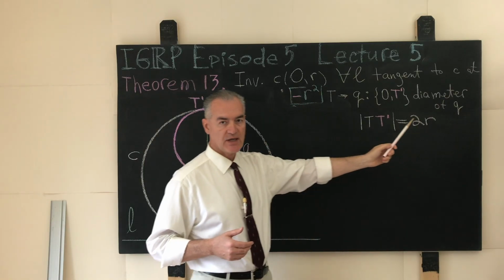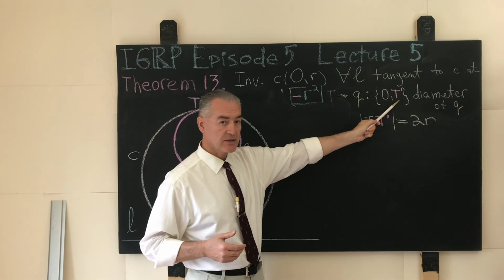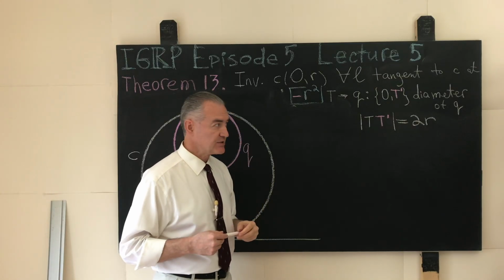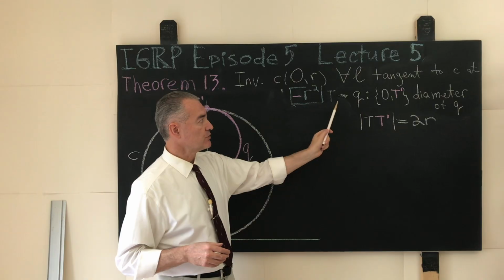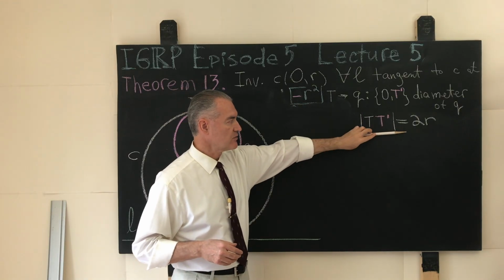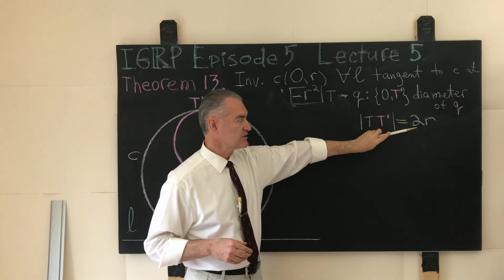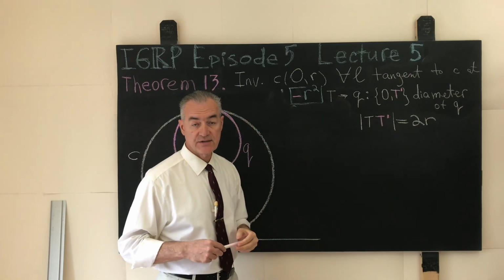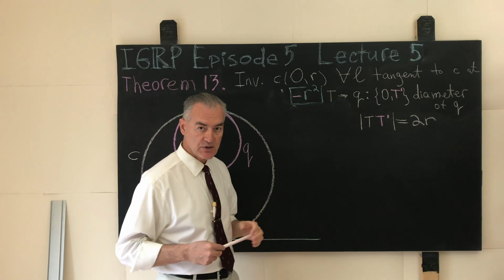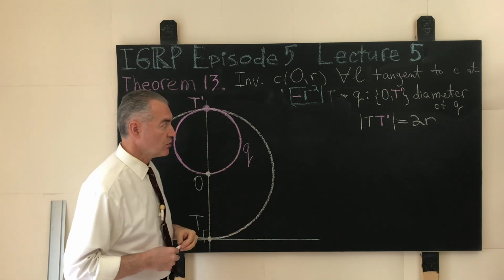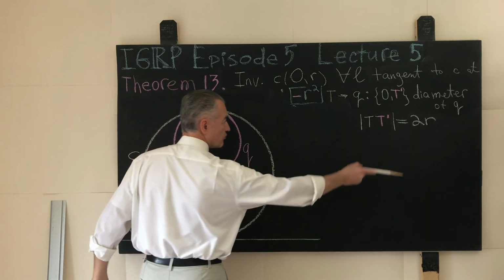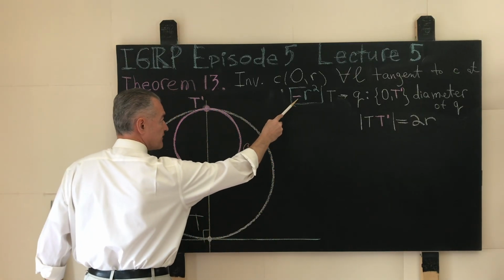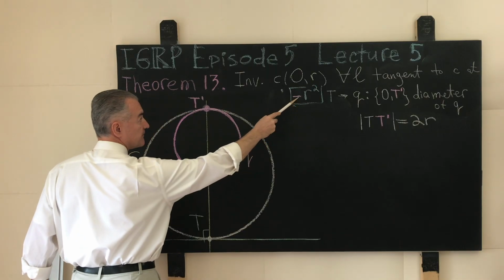And in symbols I captured the fact that the point T prime is the diametrically opposite image of the given tangency point T, with the fact that the length of the line segment OT prime is precisely twice the radius of inversion, which is to say that the line segment OT prime is a diameter of the given circle of inversion. This is the statement of the theorem in symbols. Again, remember that here we have the power of inversion as negative.